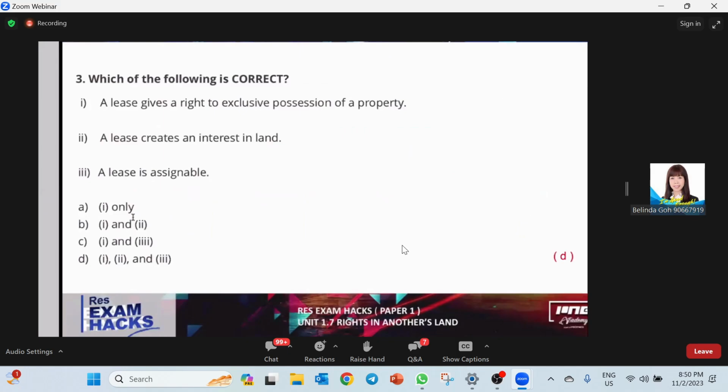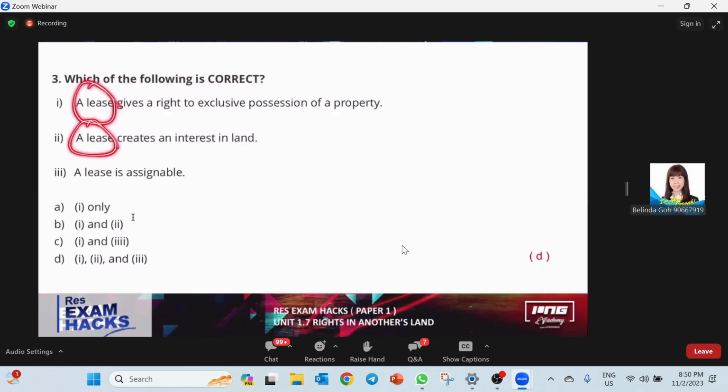So now come back to the question. Now they are asking you about lease. Lease, all three of them are correct. So easy to remember. Okay? Now, let's come to license.